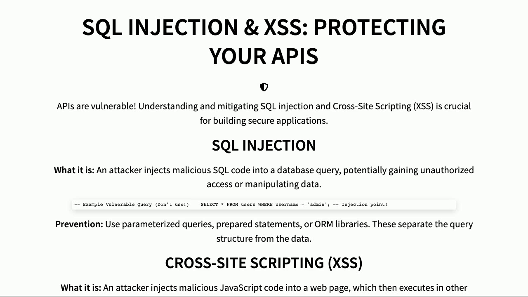Now, XSS. This is where an attacker injects JavaScript into a web page and it then runs in other users' browsers. Think of it like planting a little malicious script. Prevention here involves carefully encoding any user input before showing it to others, and setting up a content security policy, which helps control what scripts can actually run on your site.